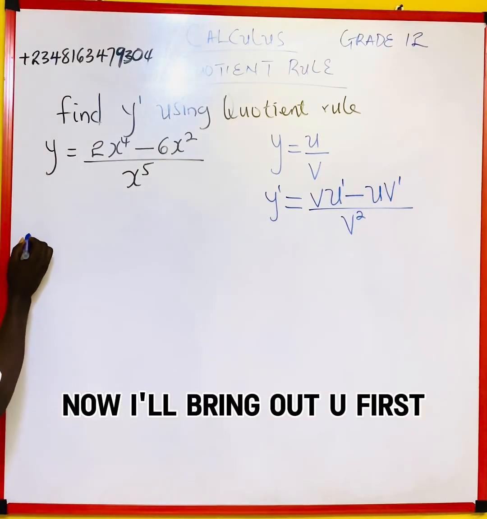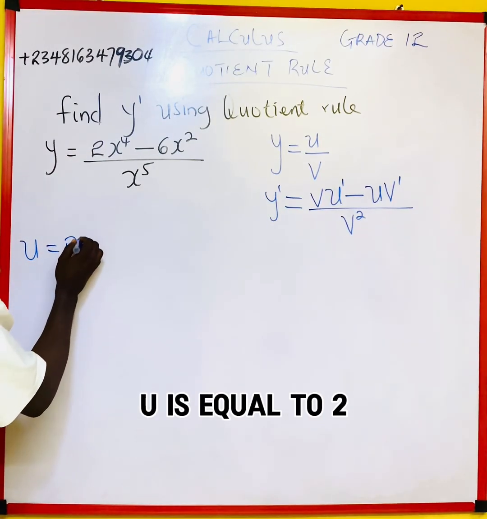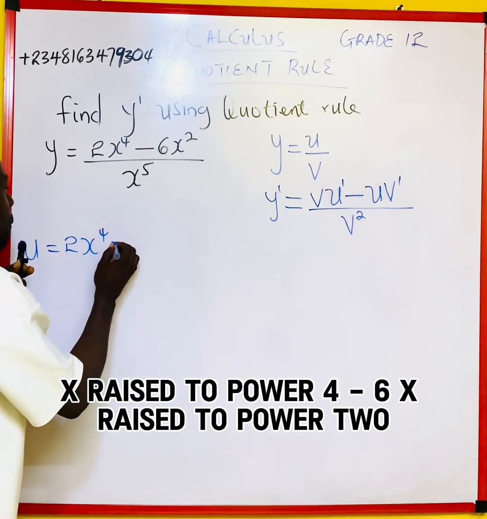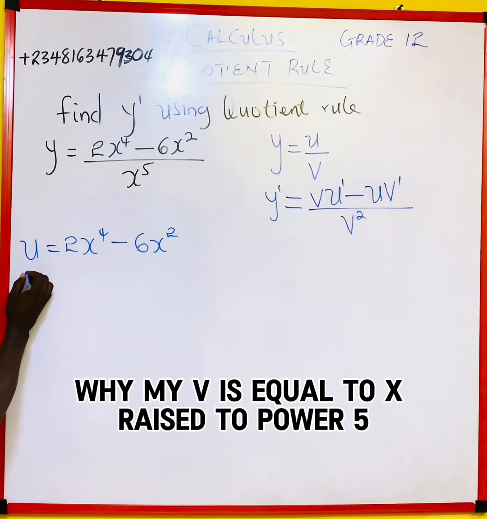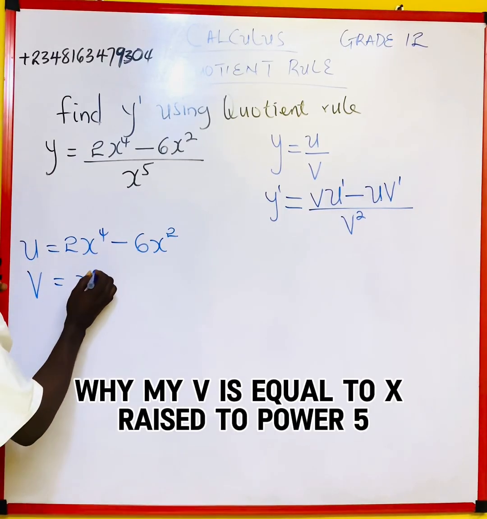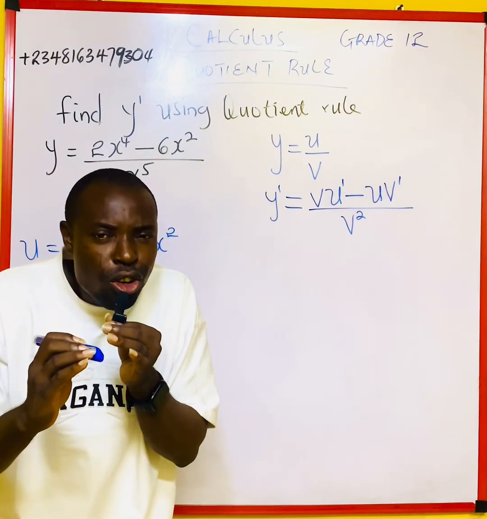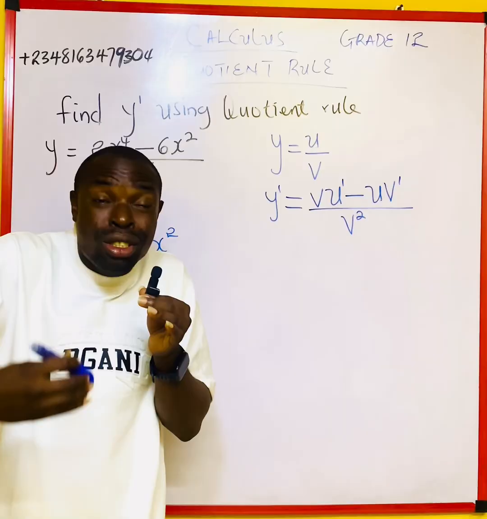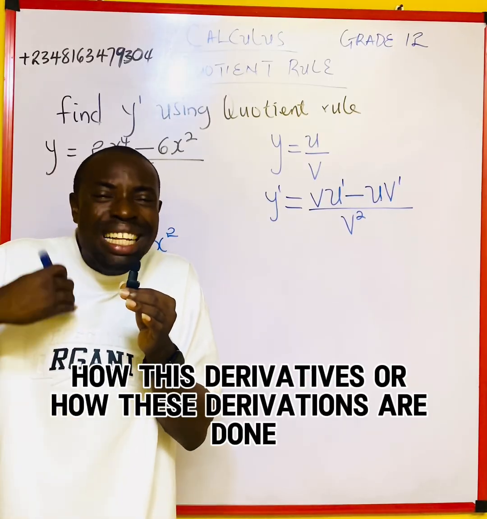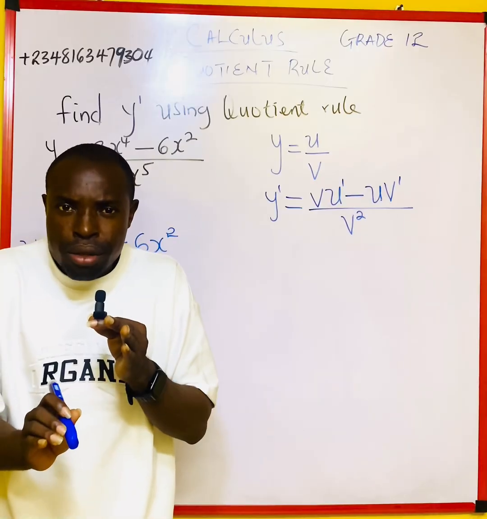Now, I'll bring out u first. U is equal to 2x raised to power 4 minus 6x raised to power 2, while my v is equal to x raised to power 5. So I'll be giving you a simpler method to understand how these derivatives or how these derivations are done. It is actually not a problem, right?